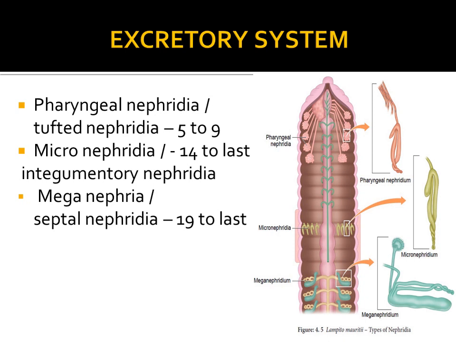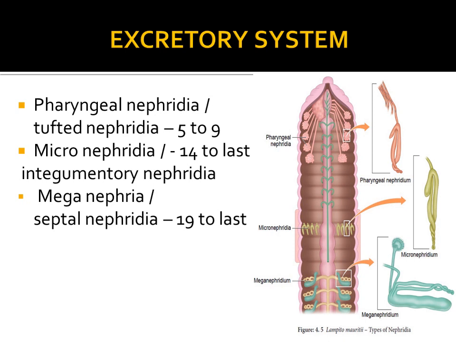Meganephridia is also known as septal nephridia. Compared with the pharyngeal nephridia and the micronephridia, this has a somewhat different structure, and it is somewhat larger than the other two. Hence it is known as meganephridia. The other two, pharyngeal nephridia and micronephridia, are tubular structures, but the meganephridia structure is somewhat different. This nephridia starts from the 19th segment to the last segment. So these are the three nephridia present to do the excretory function.